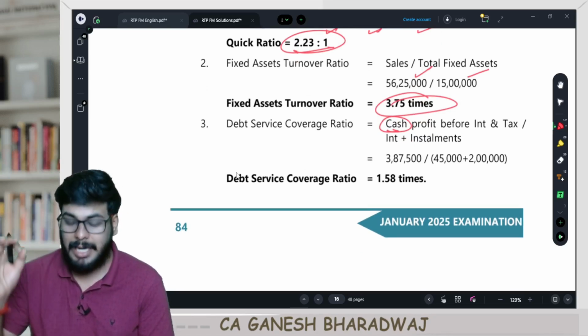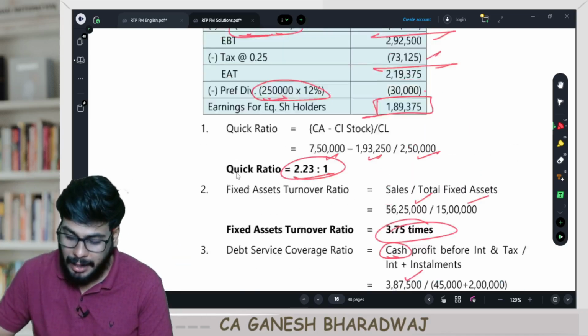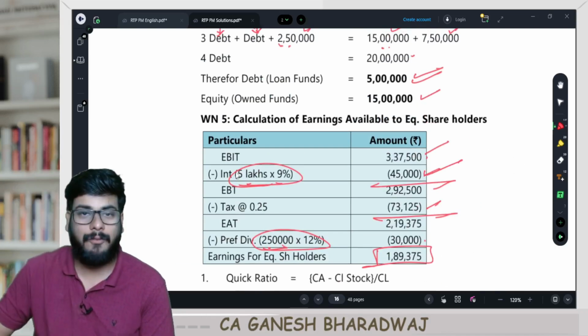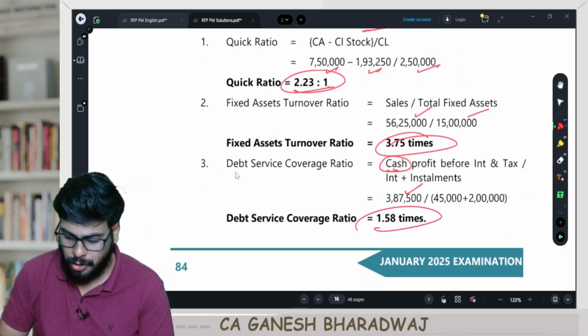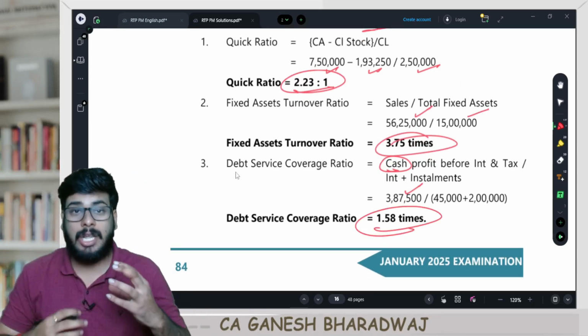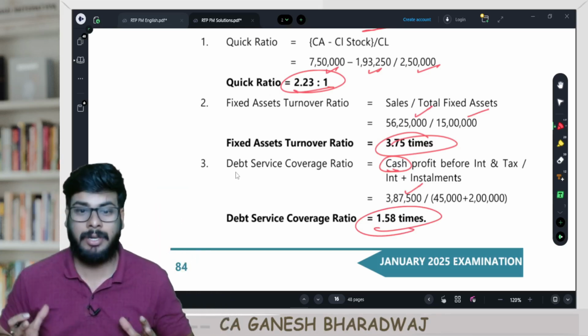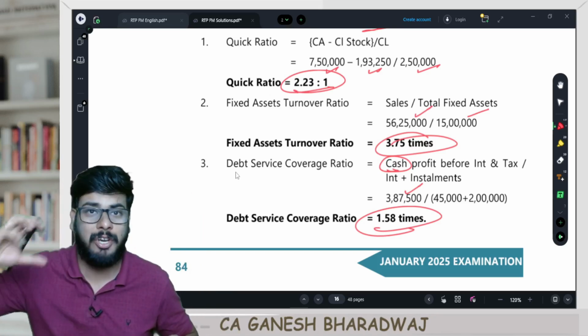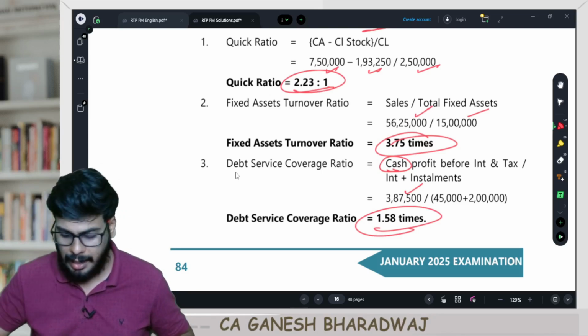Debt service coverage ratio here: Cash EBIT divided by interest plus installment. Cash EBIT is 3,87,500. Interest how much? We just calculated here, 45,000. Installment figure is given in the question, 2 lakh. Substitute, and you get 1.58 times. The logic for all these formulas we've already seen in our regular lectures. Here I'm quickly going through every single component in your RTP. We are not even missing a single thing. Are you clear with this?